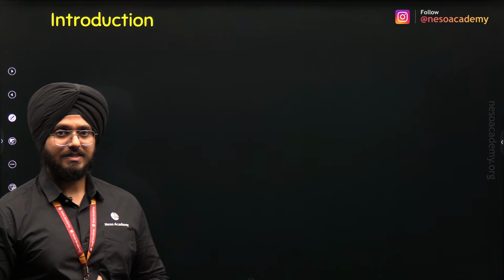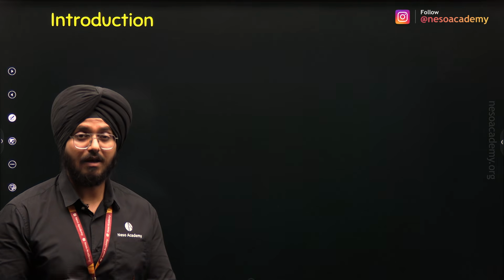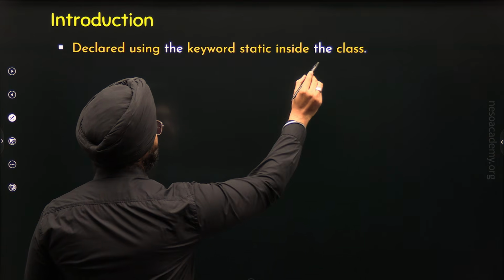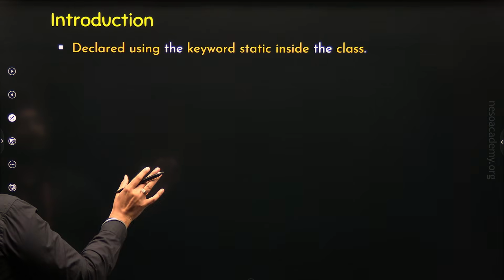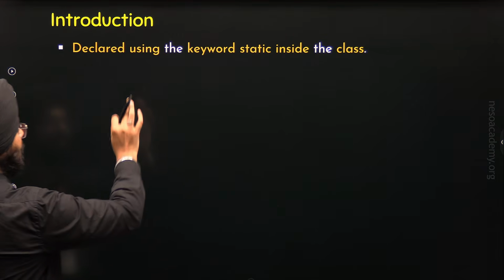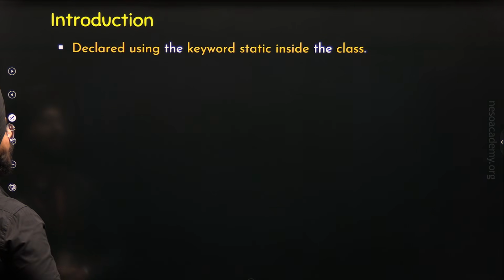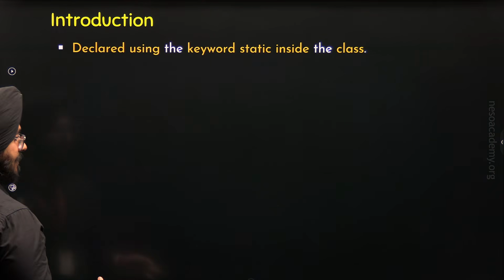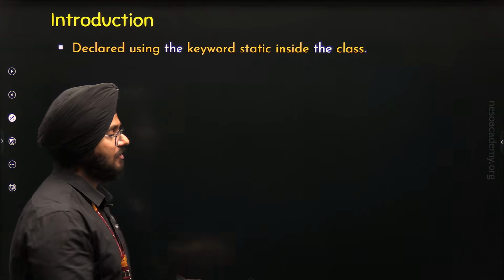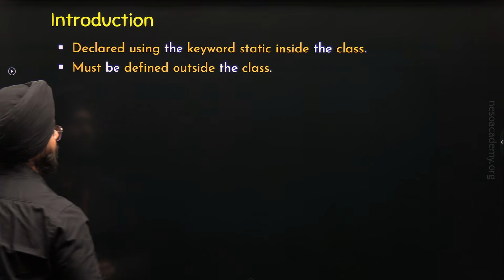So what are static data members? A static data member is a member of the class that can be declared using the keyword static inside the class. So within the class, we can only declare a static data member, and we can declare the static data member with the help of the static keyword. If we want to define the static data member, then we can only define it outside the class. This is what I have written as the second point. It must be defined outside the class.